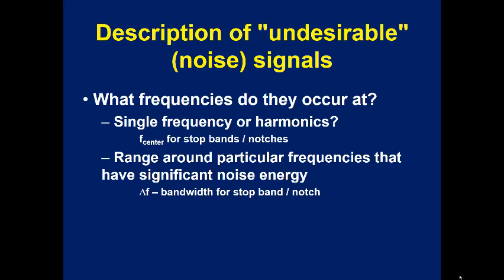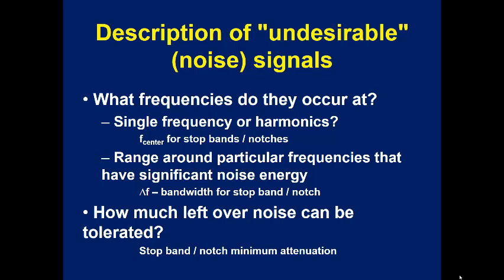So the kinds of questions we'd have to ask about finding out what those undesirable or noise signals look like. Obviously, we want to know what frequencies they occur at. Is it one frequency or multiple frequencies? Are they harmonically related, meaning are they multiples of the same fundamental frequency? Those are things we need to know in order to choose the center frequencies for any stop bands or any notches we need to get rid of those particular noise features. We also need to know how wide is the range around that particular center frequency that there's some noise energy, so we can set up the right width of our stop bands or our notches in order to eliminate all the signal.